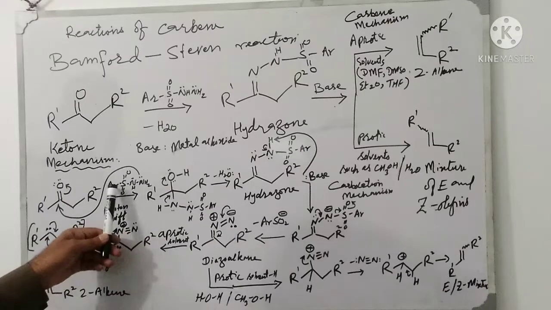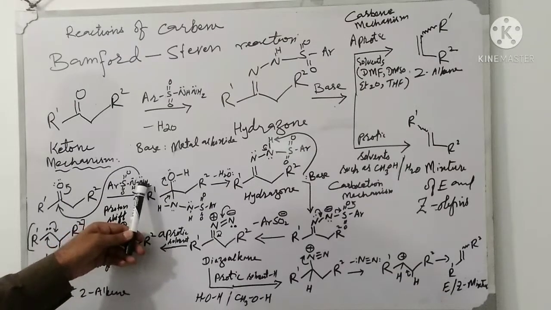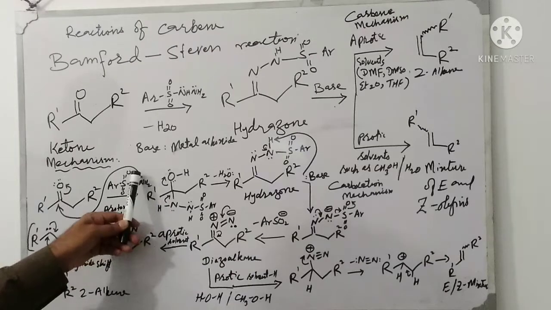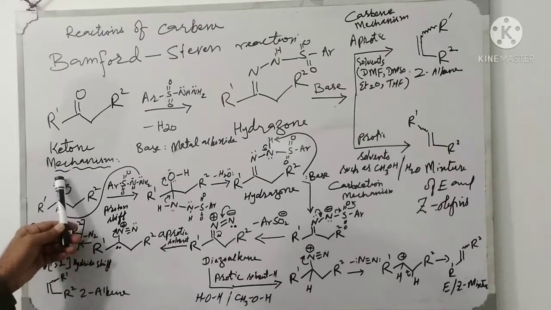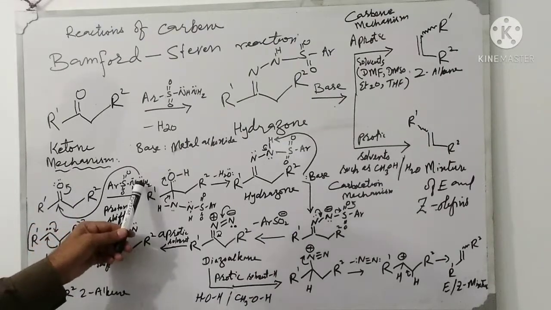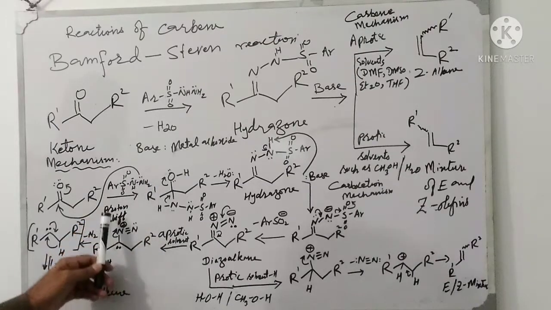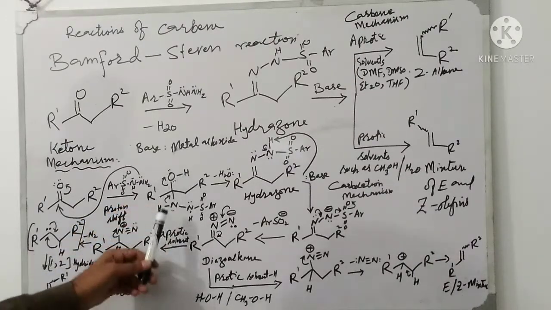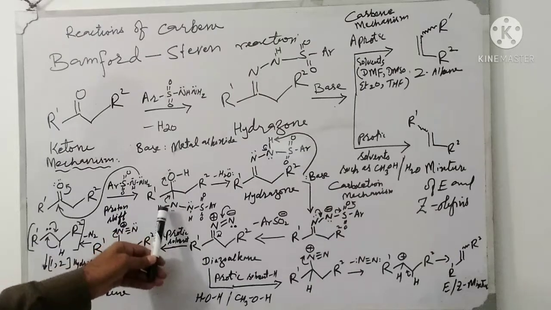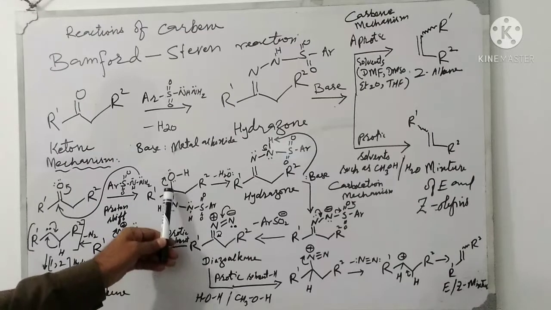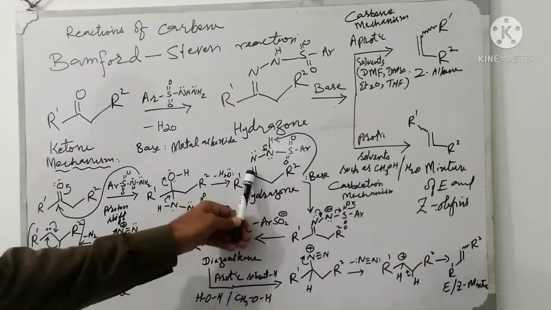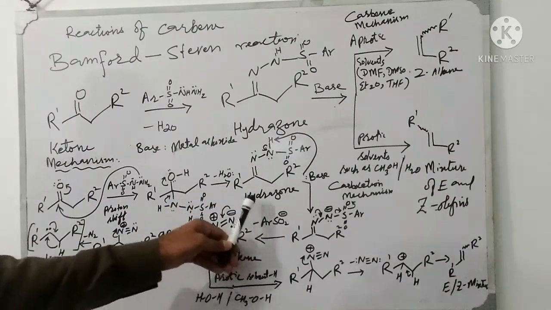So in this aryl sulfonyl hydrazide, the NH2 nitrogen lone pair attacks the carbonyl carbon of the ketone. So these two electrons are shifted here. Then from one of the hydrogen atoms on this NH2 moiety, a proton shift occurs to make OH, and then the water molecule is removed from here. This proton and this OH are removed, and we get a double bond between the nitrogen and this carbon to make this hydrazone moiety.